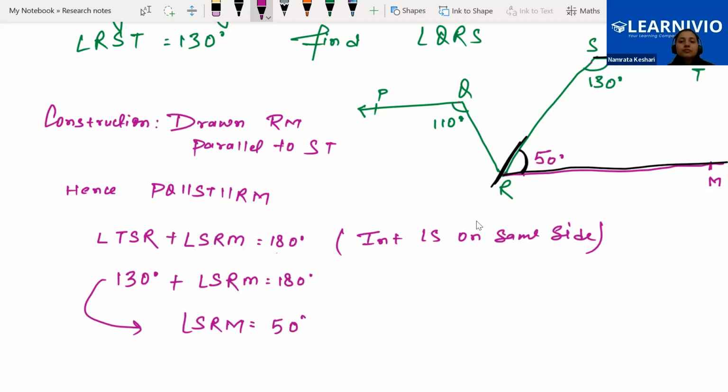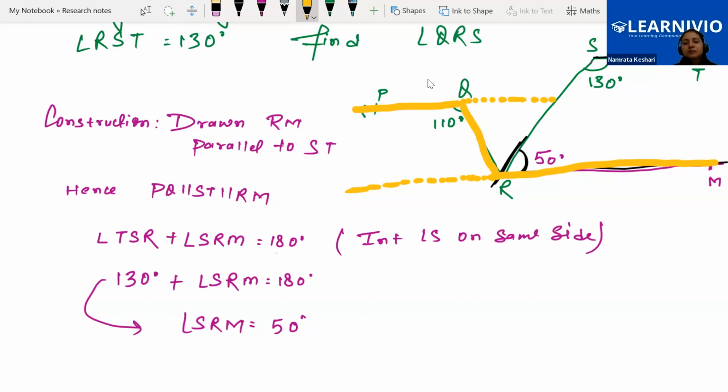Okay. Now, if we will focus on the parallel line, let me highlight it. If we will focus on parallel line this and parallel line this. If you want, you can extend it. Anything is allowed. You can extend this also. For your convenience, whatever you want, you can do. And this is the transversal. And this total is 110 degree.